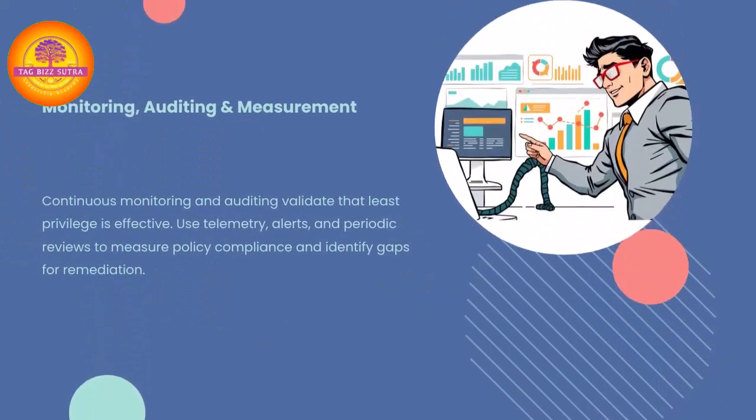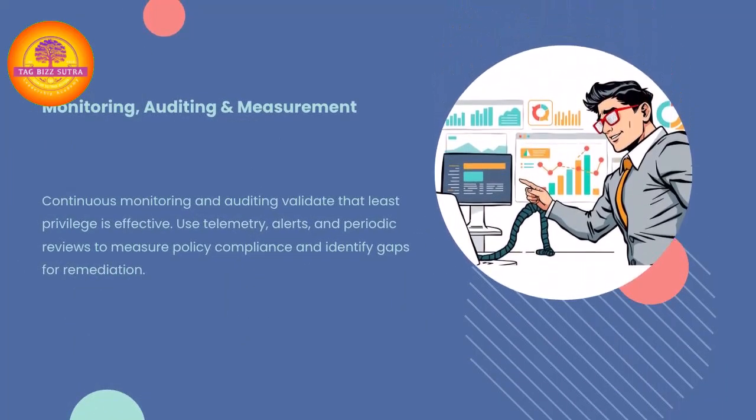Continuous monitoring and auditing validate that least privilege is effective. Use telemetry, alerts, and periodic reviews to measure policy compliance and identify gaps for remediation.